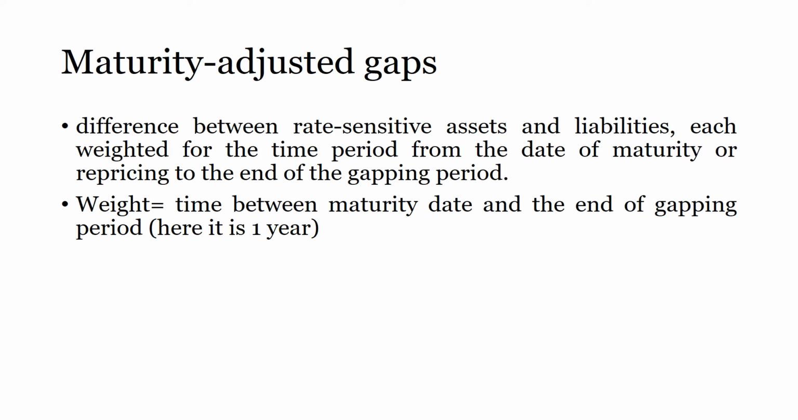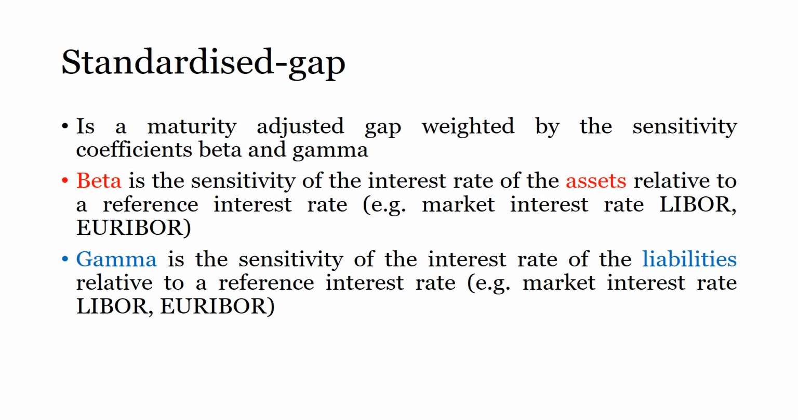You have a definition here. It's simply the difference between rate sensitive assets and rate sensitive liabilities that are weighted for the time period from the date of maturity or repricing to the end of the gapping period, and the weight is the time between the maturity date and 1 year. The standardized gap, which you need for the third question, is the maturity adjusted gap, which you have to weight by the sensitivity coefficients. Now, what on earth is that? Well, you have a definition here.